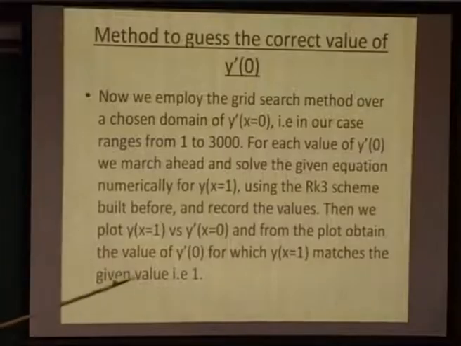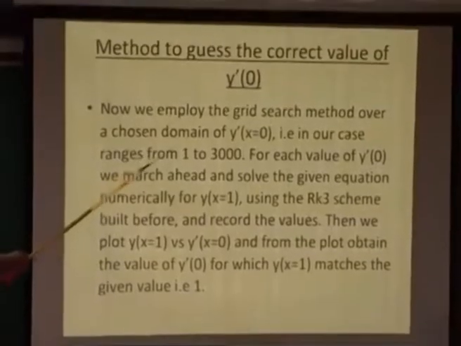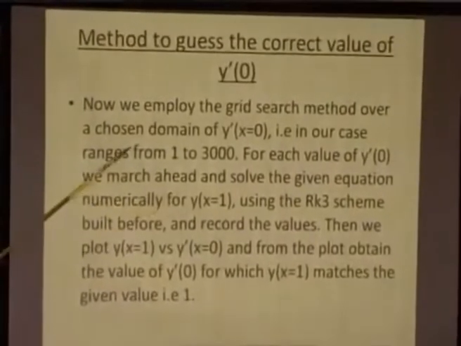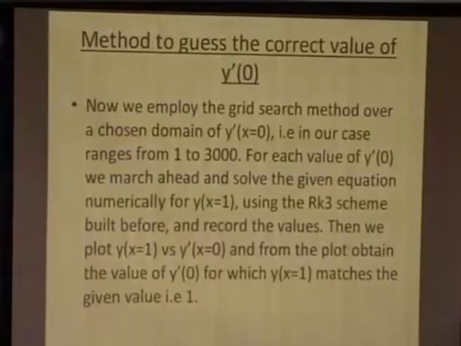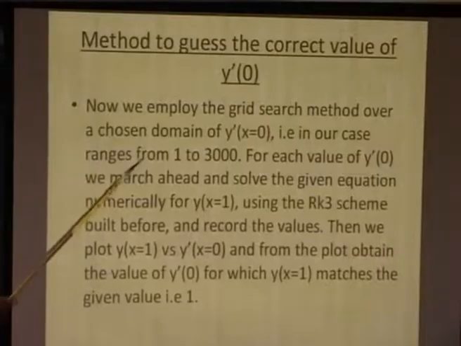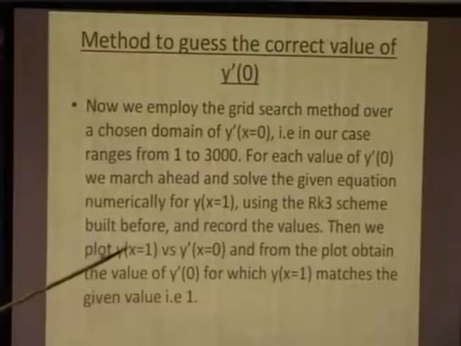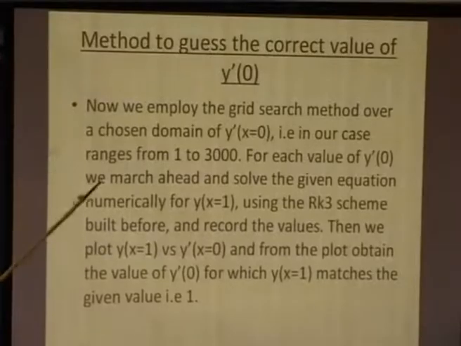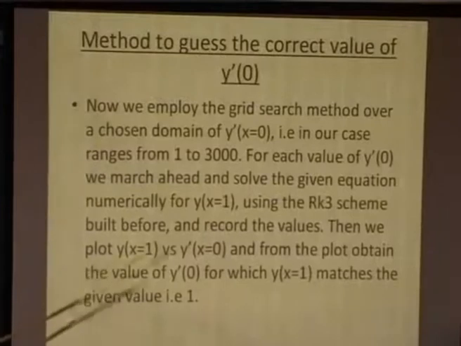We employed the grid search method, in which we restricted a particular domain for y prime at 0, from 1 to 3000, because if you go for the exact solution, you will get y prime 0 to be around 2715. For every value of y prime, we obtained the value of y at x equal to 1, as in the shooting method, and checked whether it matches. Otherwise, we go to the next value. We plotted y at x equal to 1 for all the values of y prime at x equal to 0.